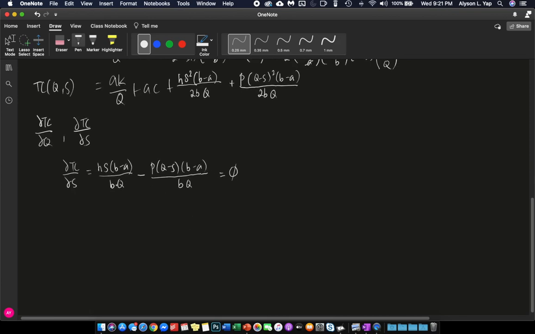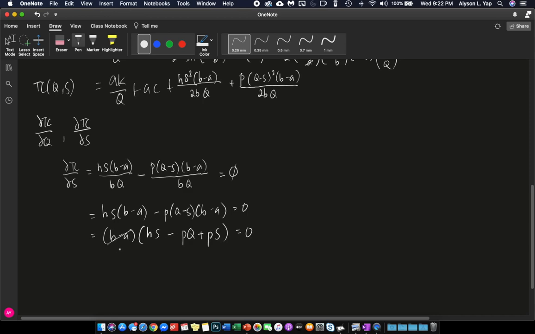Upon equating this to 0, we can technically get rid of our denominator, and we will end up with HS(B minus A) minus P(Q minus S)(B minus A) equals 0. We can factor out B minus A, and we will end up with HS minus PQ, no, plus PS equals 0.